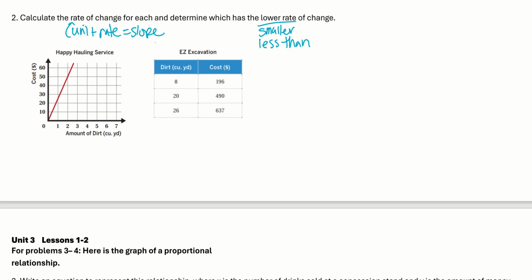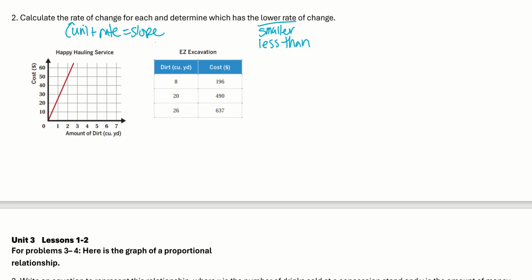All right, so these are 2 different things. We've got Happy Hauling Services and Easy Excavation. These are 2 different companies, and we're going to compare them. One was a graph, one was a table. You saw that in our I Can today, that we were able to compare them in different representations. But all we're going to do is compare their slopes or their unit rates.